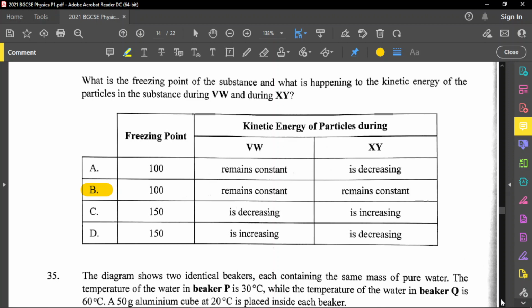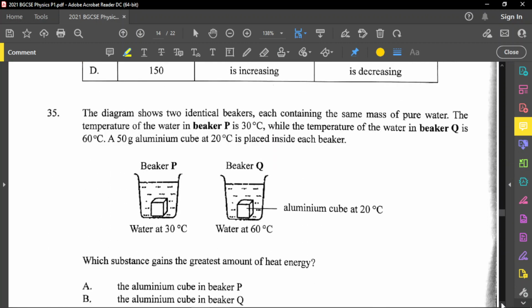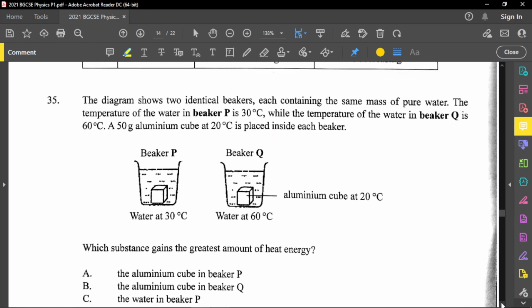35, and we're getting there. So for question number 35, it says the diagram shows two identical beakers. Each contains the same mass of pure water. The temperature of the water in beaker P is 30 degrees Celsius, while the temperature of the water in beaker Q is 60 degrees Celsius. A 50-gram aluminum cube at 20 degrees Celsius is placed in each beaker, right? It asks which substance gains the greatest amount of heat energy.